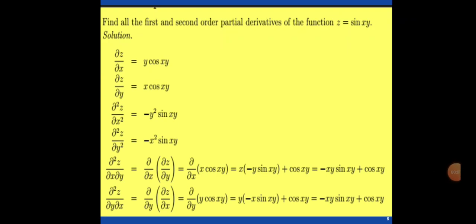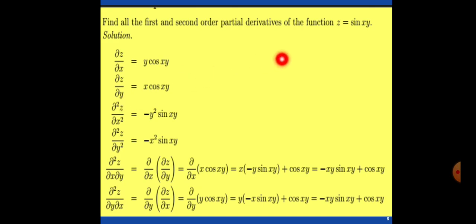Here we have a function z, a function of x and y, which is sine xy. If you wanted to find partial z partial x, you have to consider x as your main variable, and y here is a number. So the derivative of sine xy is cosine xy times the derivative of what's inside with respect to x. The derivative of x is 1, and you copy y here. So partial z partial x is y cosine xy.